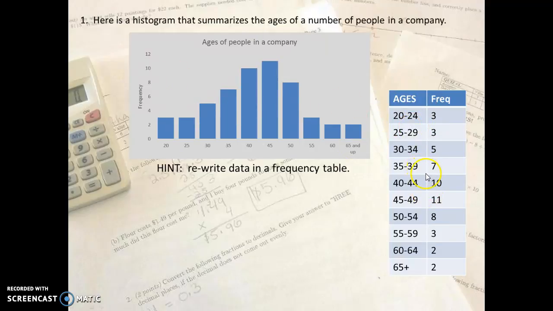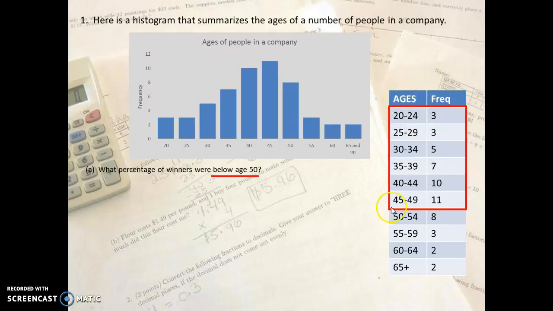Critical first step, or at the very least, it's going to make your life easier when you go back to the questions. So if I'm asking below age 50, it's easy with the chart. Or with the table here, I just look at all the numbers below 50, and I can add them up, and then take a percentage from there.